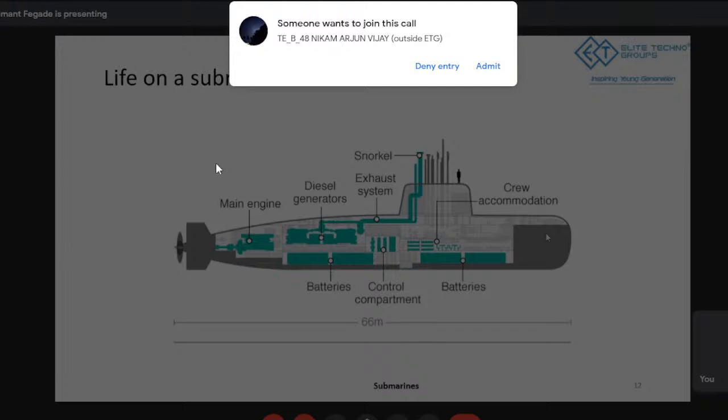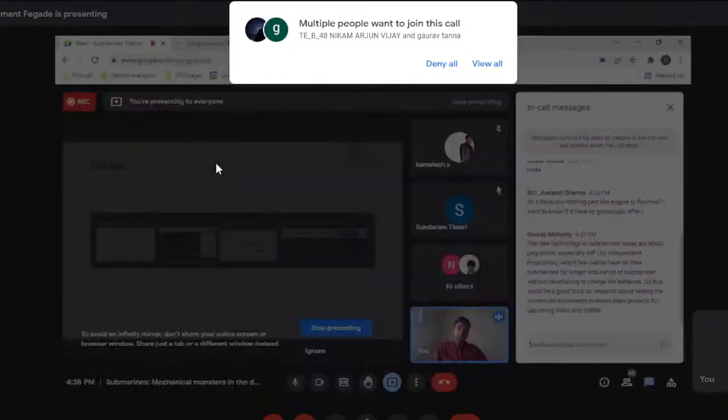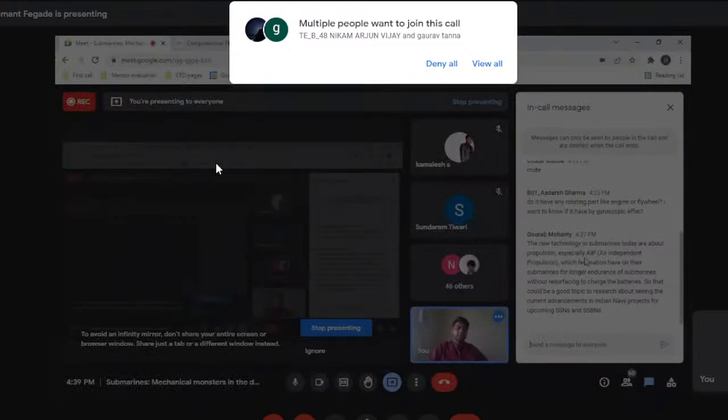So let me tell you a fun fact. When submarines were invented, it was the period of World War I, and whatever firepower was collectively used by the navies in World War I can be accommodated in a single submarine of today. That is the level of firepower a submarine has, with multiple torpedoes, nuclear missiles and whatnot. This is how submarine technology has advanced and grown. That's about it, guys. If you have any questions, I'm open to them.